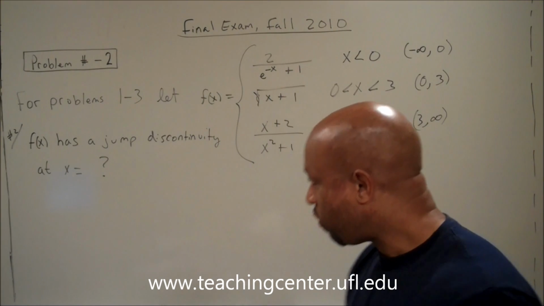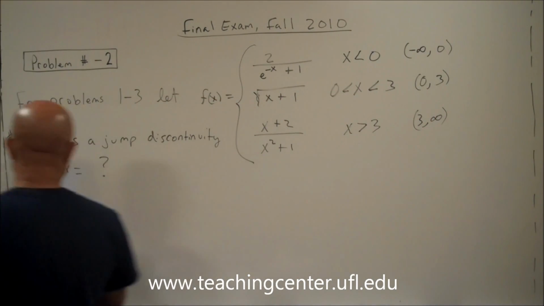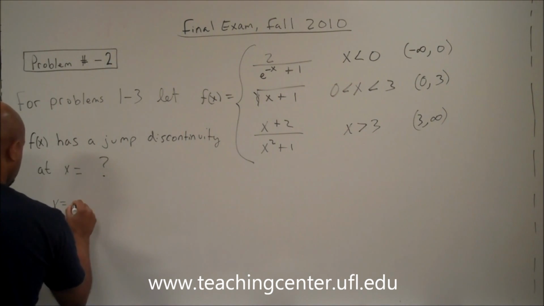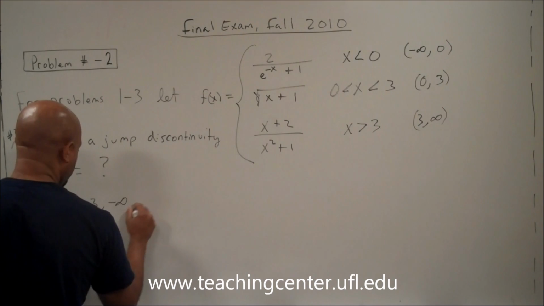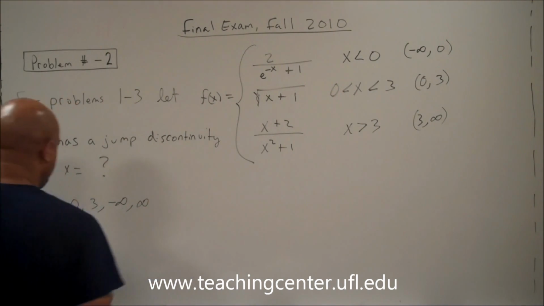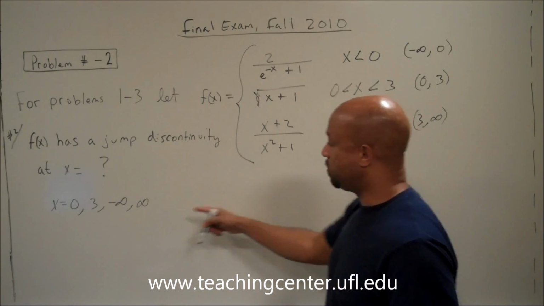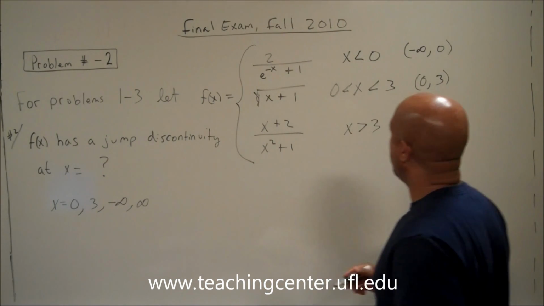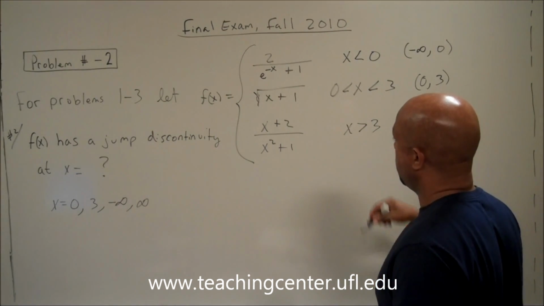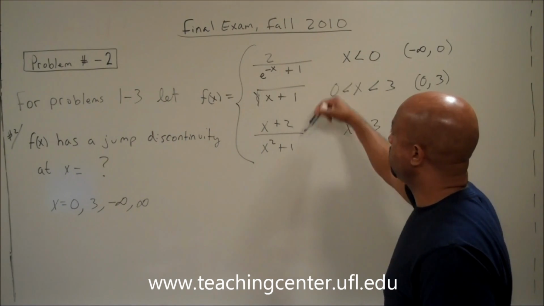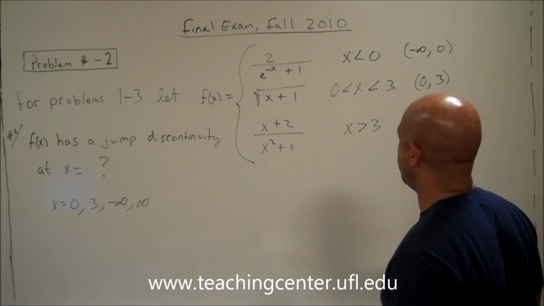So what we want to do is see what's happening at x equal to 0, 3, negative infinity, infinity. So what's happening to the function as we approach these numbers. And also we want to look at whether the parts of the functions are defined in the given interval that we have.